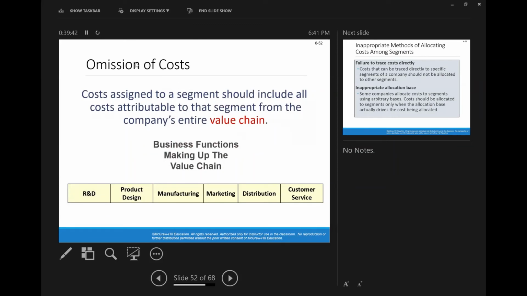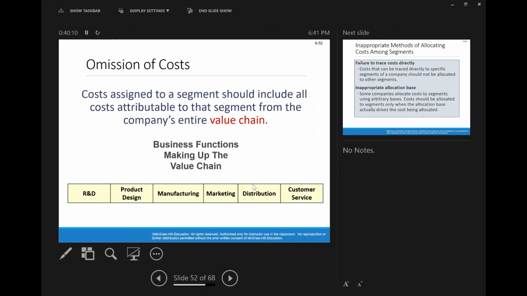All right, so costs assigned to a segment should include all costs attributable to that segment from the company's entire value chain. So this is just a little example of what can make up the value chain. So R&D is research and development. So think about like a pharmaceutical company, they do a lot of research and development. We have product design, manufacturing, marketing. Then we have distribution. We have customer service.